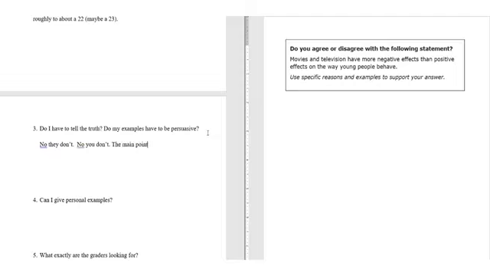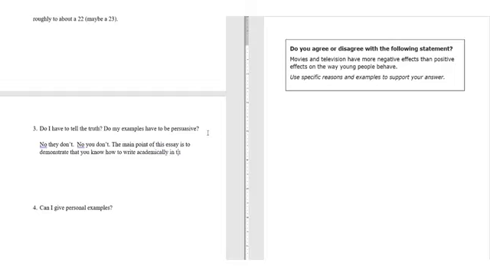So the main point of this essay is to demonstrate that you know how to write academically in the English language. That's it. Right? If you put some ridiculous example that's obviously not true, and you do it with good grammar and you do it with good structure and things of that nature, you should be okay.